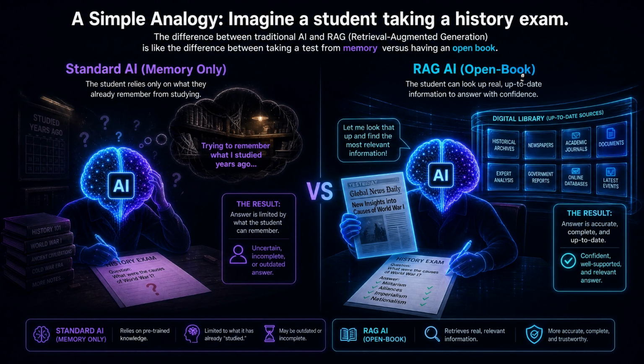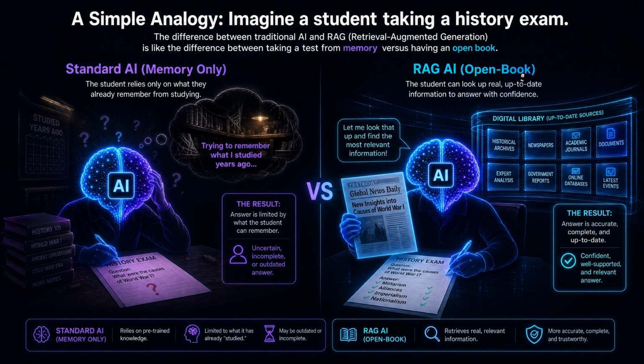A simple analogy. Imagine a student taking a history exam. Standard AI. The student answers questions based only on what they memorized in school. If the test asks about something that happened yesterday, the student is stuck and might just guess.